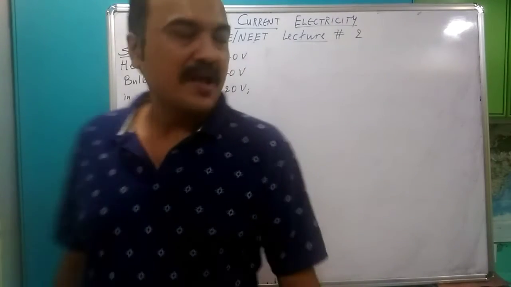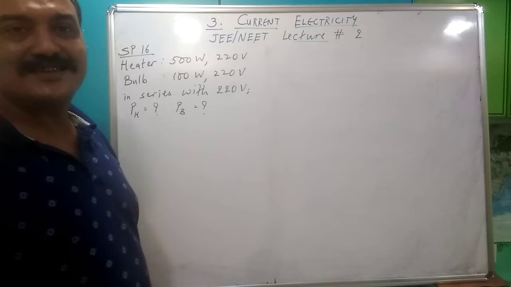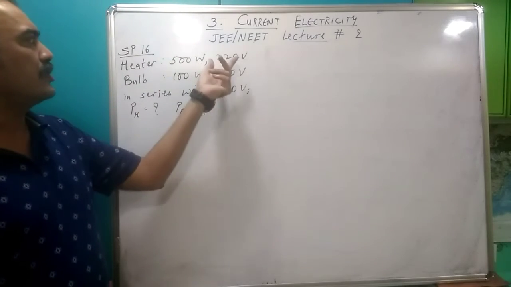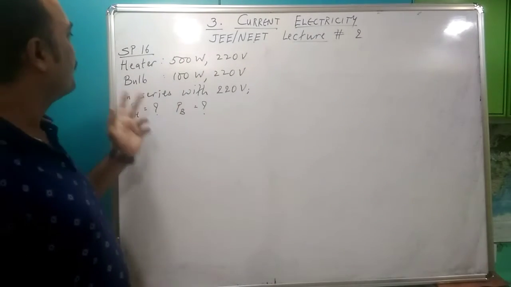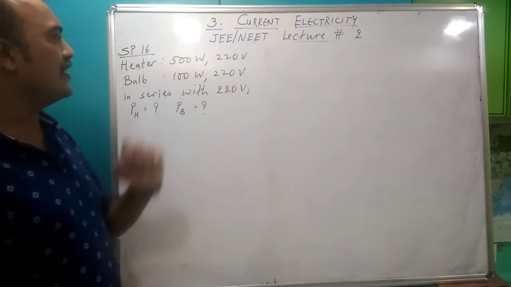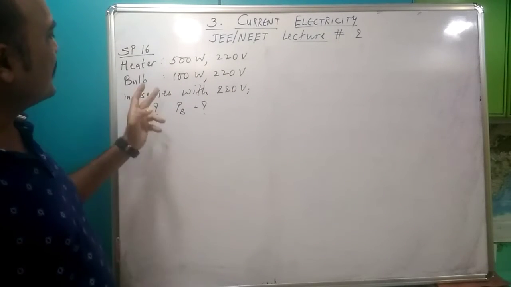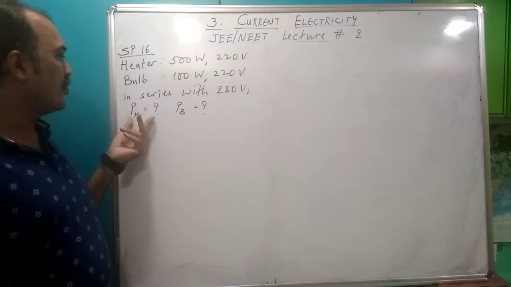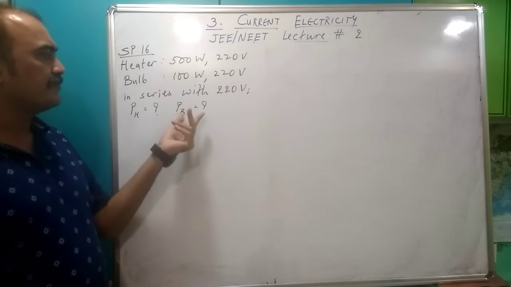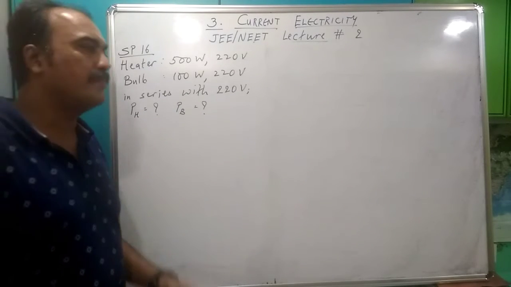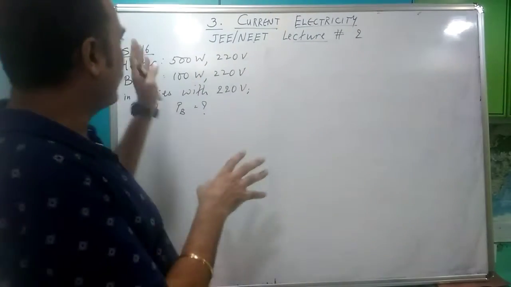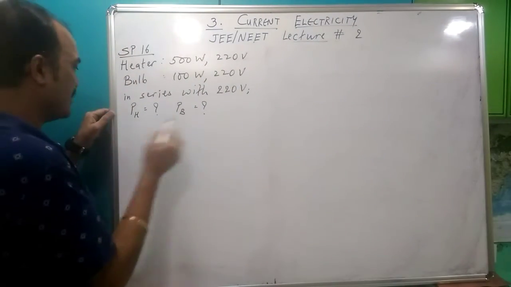Welcome back. We are on to SP16 now. They say there is a heater, 500 watt, 220 volt. This is the rating. Bulb, 100 watt, 220 volt. And they are both connected in series with a supply of 220 volt. They wish to find out what is the power consumed by the heater and what is the power consumed by the bulb. In order to do that, you will have to first find out the resistances of both the heater and the bulb. So let's find out.